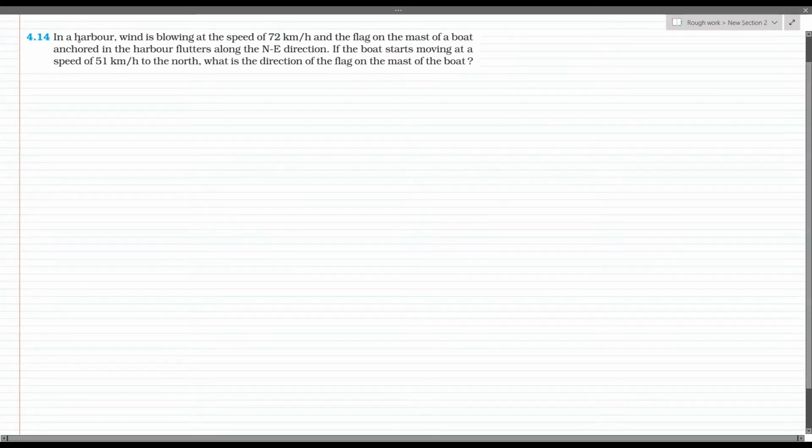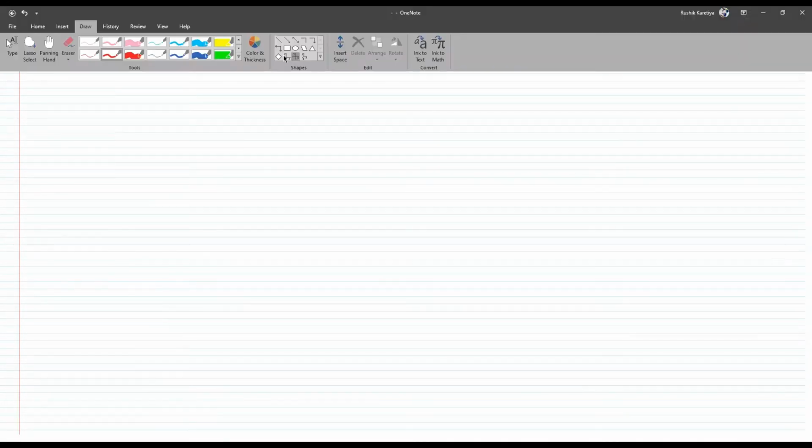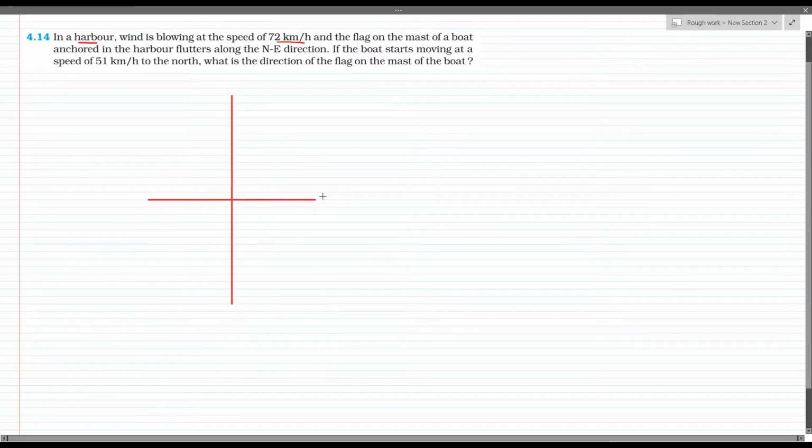Yes, the question is: in a harbor, wind is blowing at a speed of 72 kilometers per hour, and the flag on the mast of the boat anchored in the harbor flutters along the northeast direction. Right. So the question is something like this. Let me draw the coordinates.